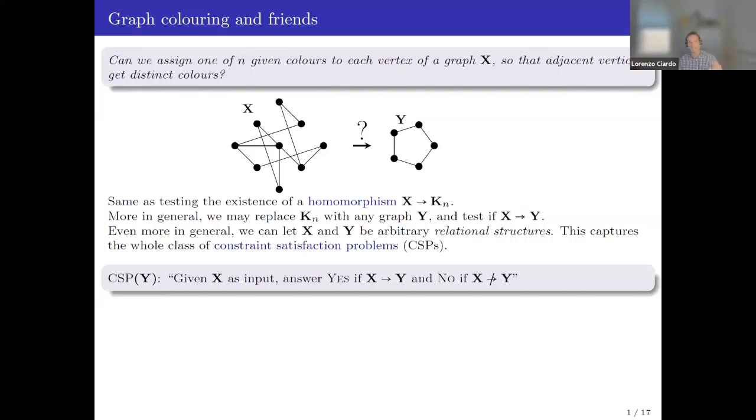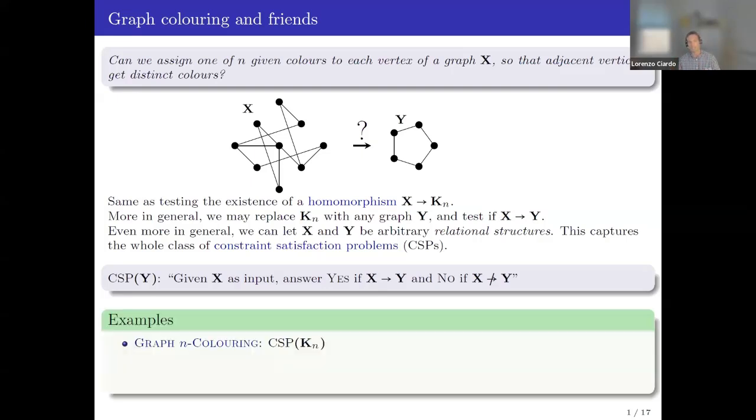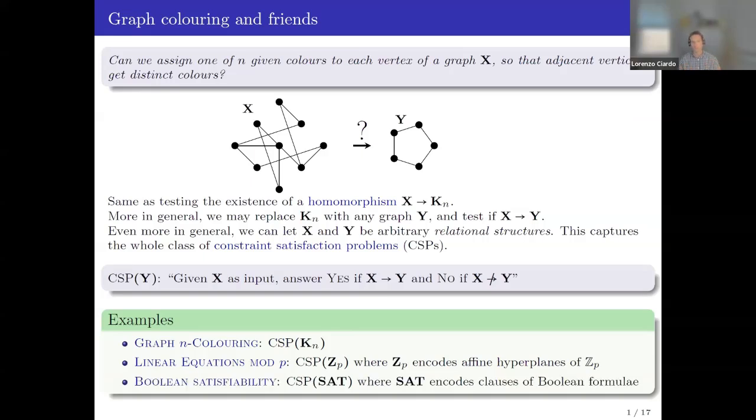So these are problems such as: I give you X as an input, and I'd like you to answer yes if X is homomorphic to Y, and no if X is not homomorphic to Y. Here I imagine Y to be fixed, to be the template. So for example, if Y is the clique, I get, again, graph coloring. The CSP of the clique having n vertices is exactly graph n-coloring, but I can express in this framework many more problems, such as linear equations mod p, which is the CSP corresponding to some structure encoding all hyperplanes of Z_p, or a lot of Boolean satisfiability problems from logic.